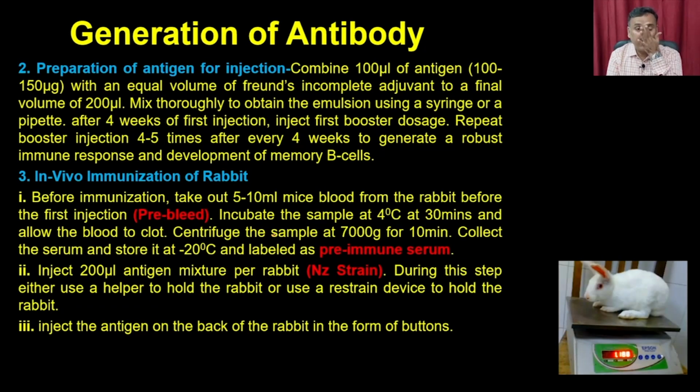You have to prepare the antigen for the injections. So for preparation of the antigen for the injection, you have to combine 100 microliter of antigen, which is approximately 100 to 150 microgram, with an equal amount of Freund's complete adjuvant to a final volume of 200 microliter. You mix thoroughly to obtain the emulsion using a syringe or a pipette.